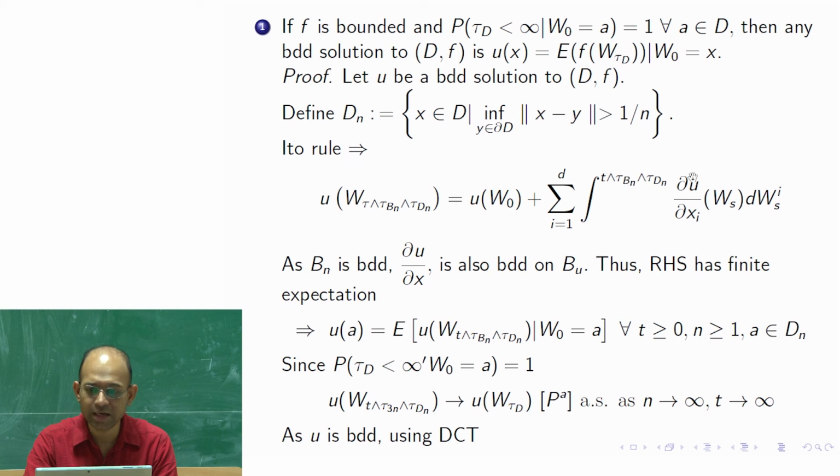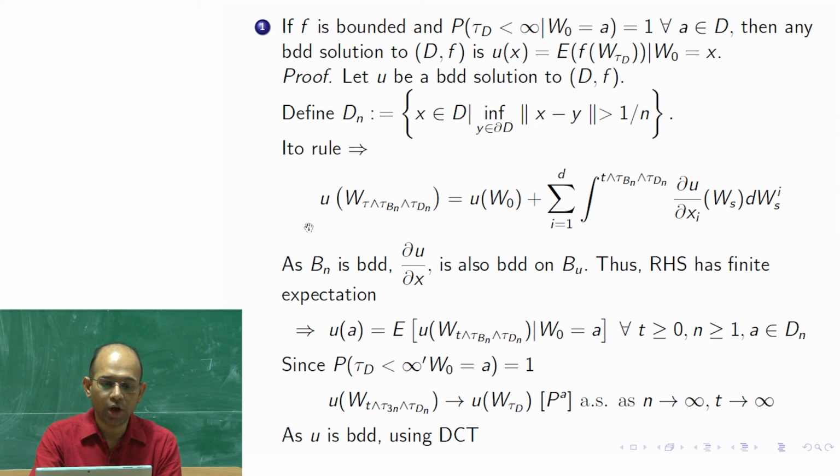Since this integrand is bounded, it is in the square integrable class, and then this stochastic integration of this bounded integrand with this Brownian motion is a martingale. Therefore, its expectation is 0, and the finite sum of expectations would also be 0.